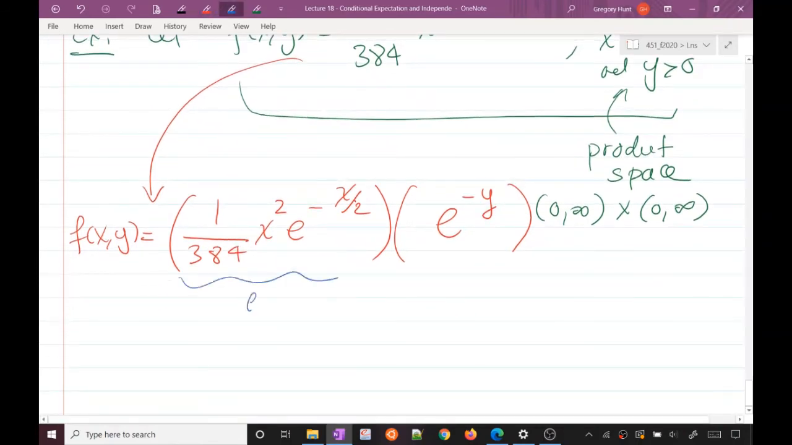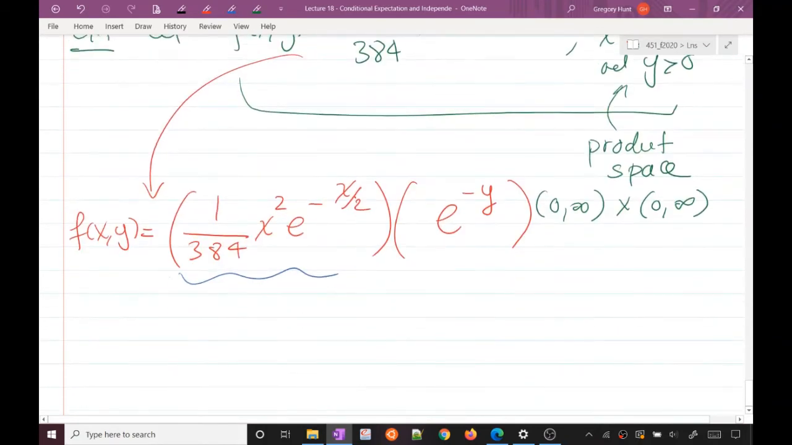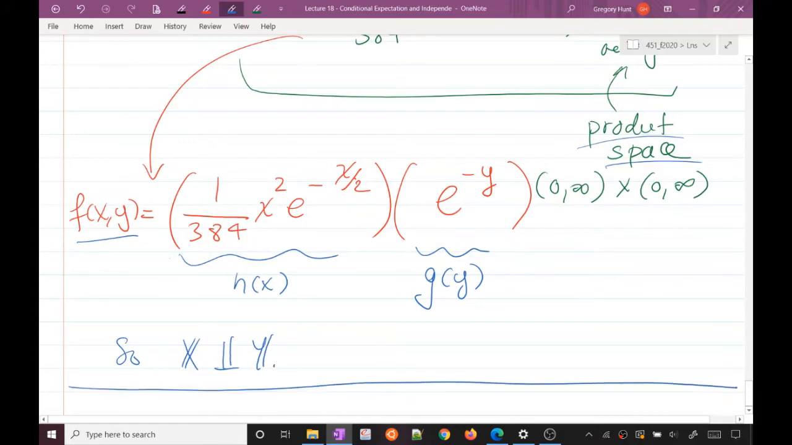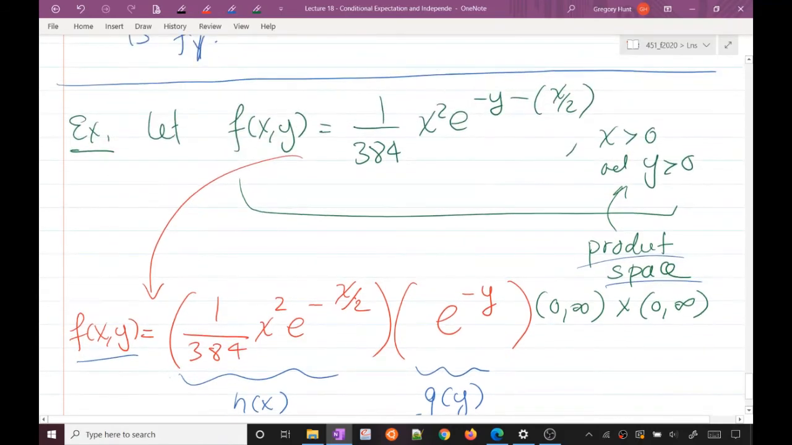Here, what notation do we use? We said h of x, call this thing h of x, and call this thing g of y. I have now satisfied that the support of this thing is a product space, and the joint is the product of something involving just x times something involving just y, so x is independent of y. Why is that so much easier than finding the marginals? Because to find the marginals, you actually have to integrate this thing out.